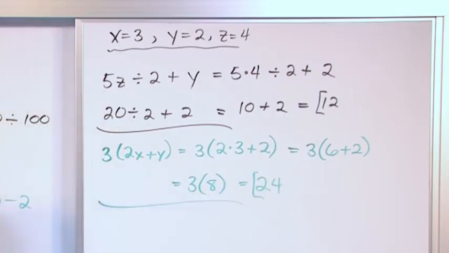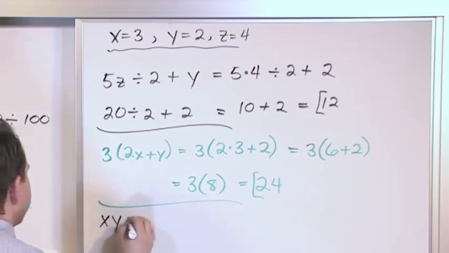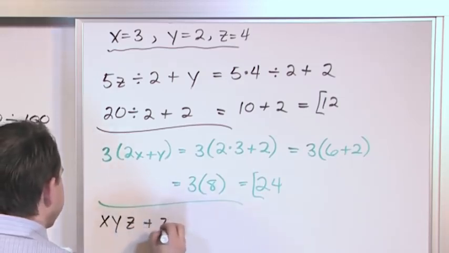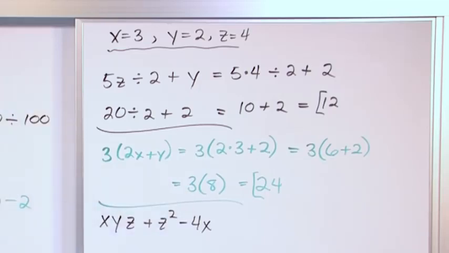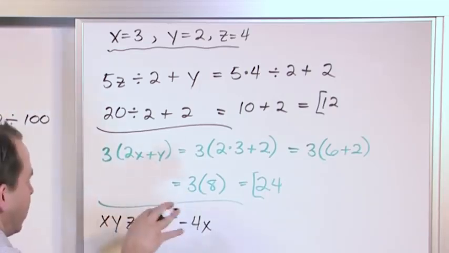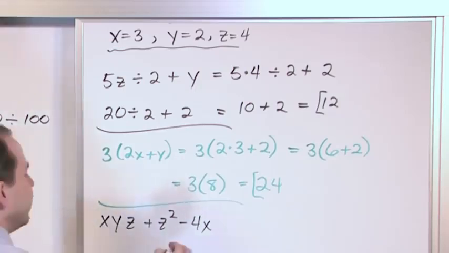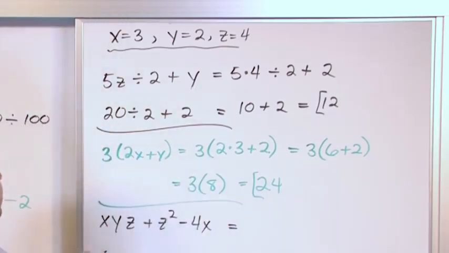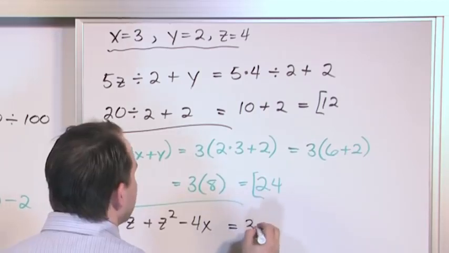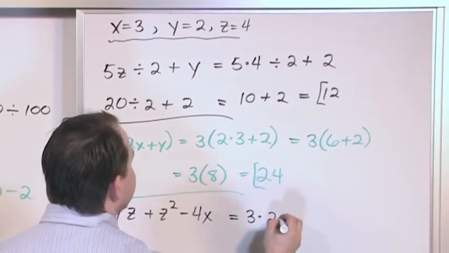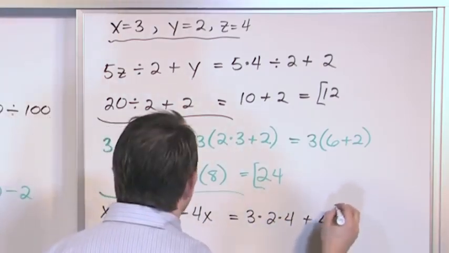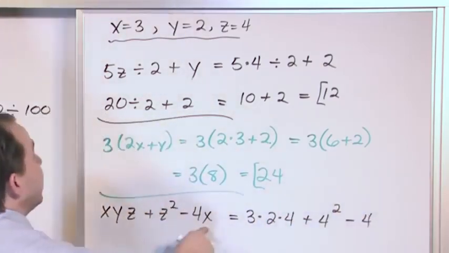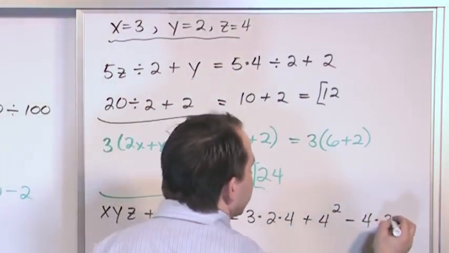All right, let's do the next guy. Here we have x times y times z plus z squared minus 4x. Now this would give a lot of students a lot of heartburn if you haven't studied this, because it just looks so complicated, but just take it one step at a time. First, substitute what you know. X is equal to 3, y is equal to 2, z is equal to 4. Since z is 4, we're going to have 4 squared here. And since x was equal to 3, we're going to have 3 here.